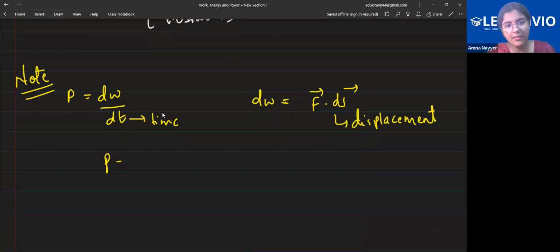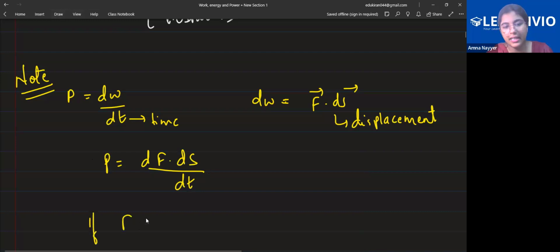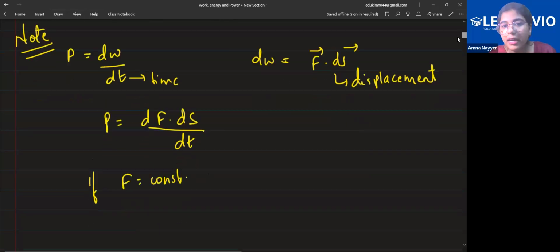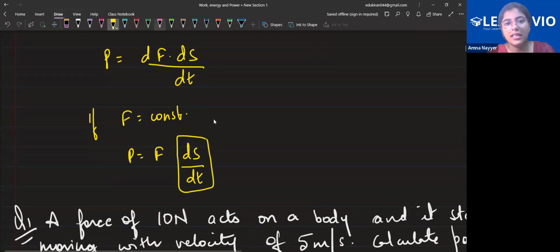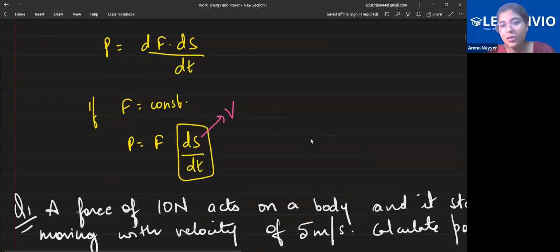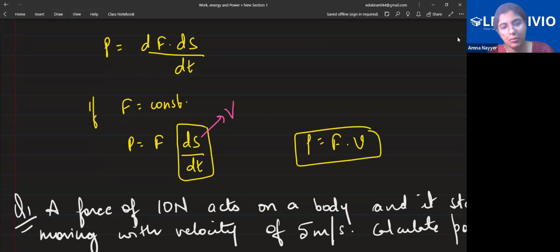Now see power, when you substitute this, F dot ds over dt. Now see, if force is constant, so what we'll do, we are going to take the force out. That's the rule. If you take force out, you are left with ds over dt. What is this ds over dt? This is nothing but the formula of velocity. So power is equal to force dot velocity. This is the new formula.